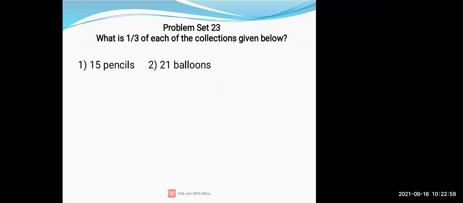Now in this question, what is 1/3 of each of the collection given below? Now here some questions have been given. You are going to find out what is the 1/3 of that given collection. Now the first question is 15 pencil. Now 15 pencil का क्या करना है हमको 1/3 बताना है. So how we are going to solve this type of sums?